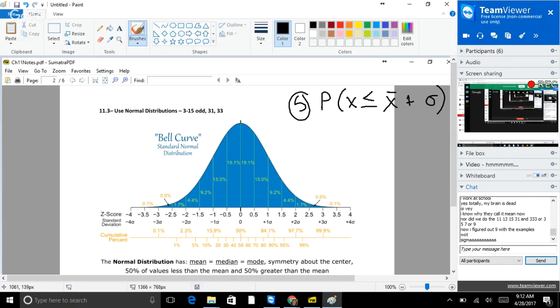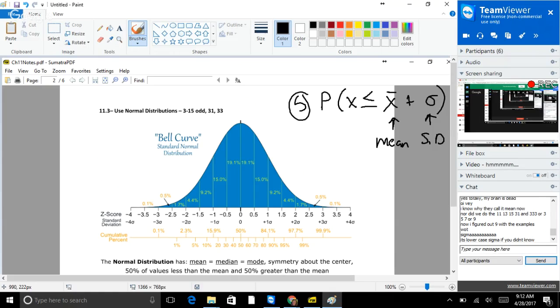Okay. Yeah, sigma. This is standard deviation. This is the mean or the average. Okay. So it's kind of like just decoding. It is a lowercase sigma. It's kind of decoding what they're saying in problem 5 on this bell curve.